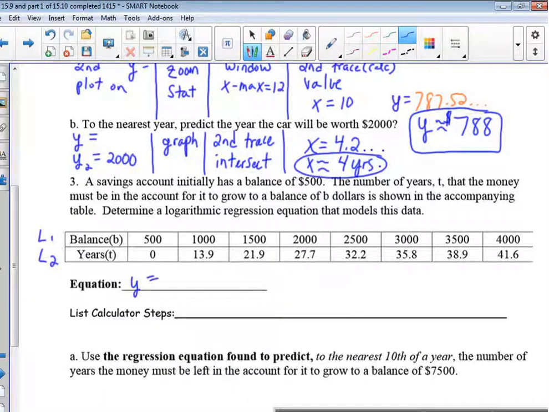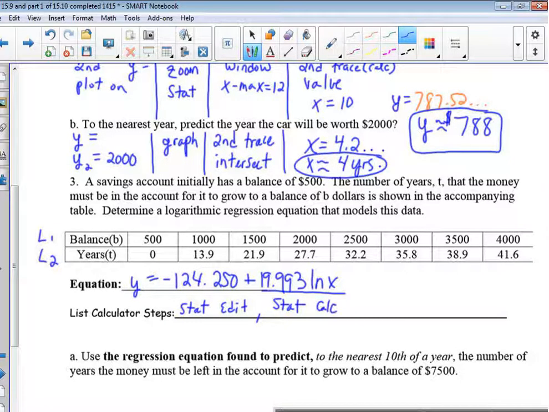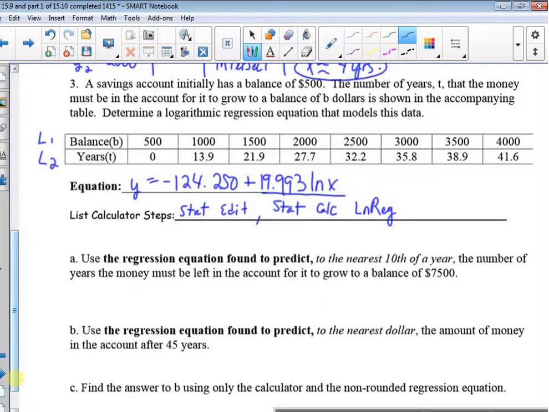So y equals, to 3 decimal places, okay, and then my calculator steps were again stat, edit, and I listed L1 and L2, and then we did stat, calc, ln, reg, okay? So now if I go down here, it says use the regression equation found. So that means use the rounded one.